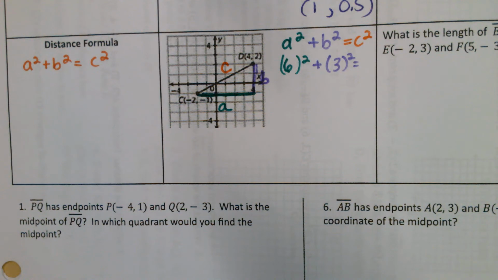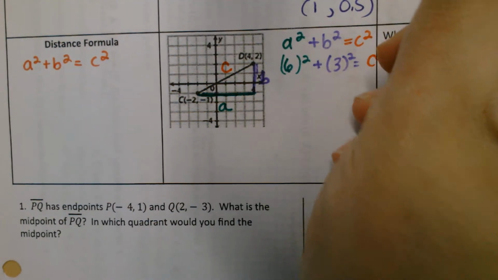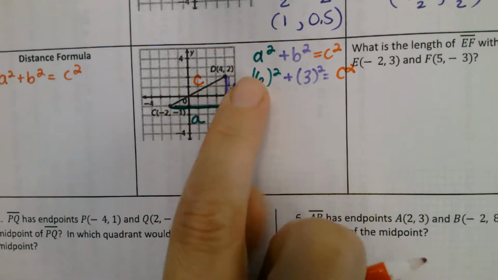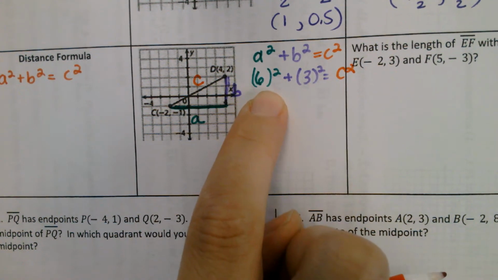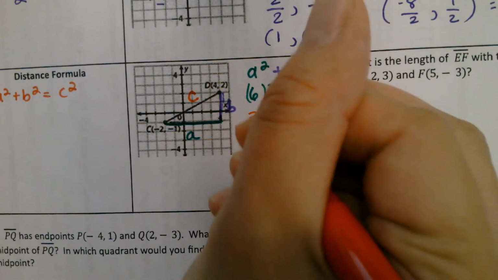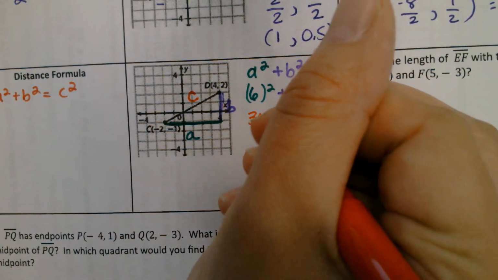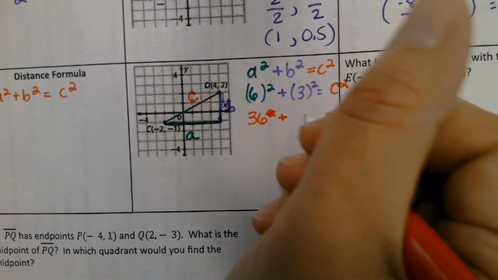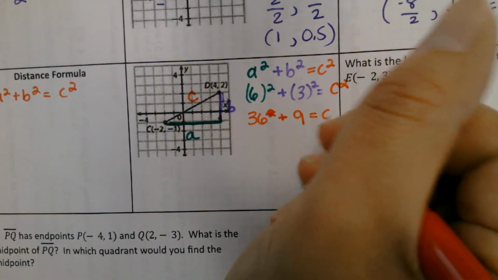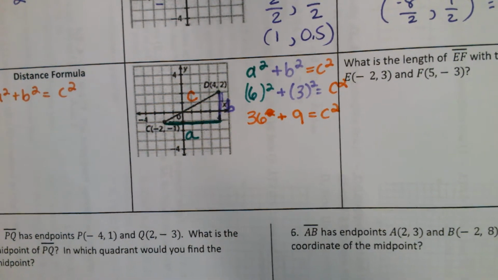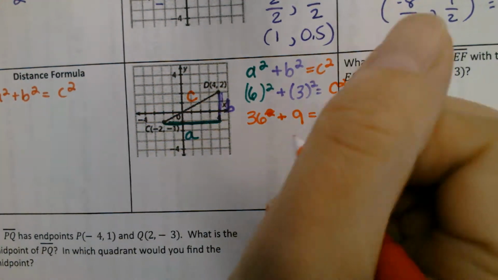And so we're going to get our c squared, and then we're going to have to square root it. So what is 6 squared? 36. Oh no, sorry, I added a square after. And then what's 3 squared? 9 equals c squared. And then add those together. 45.